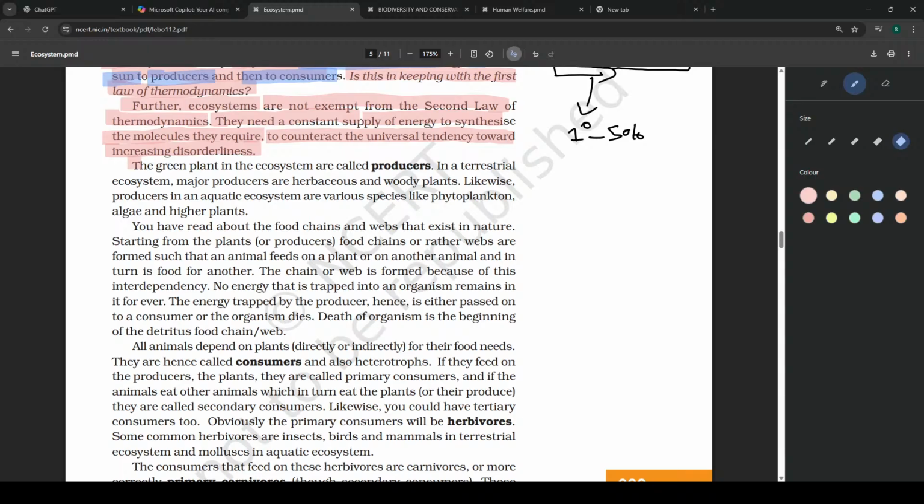The green plants in the ecosystem are called producers. In a terrestrial ecosystem, major producers are herbaceous and woody plants.